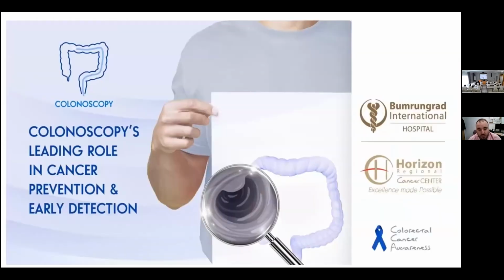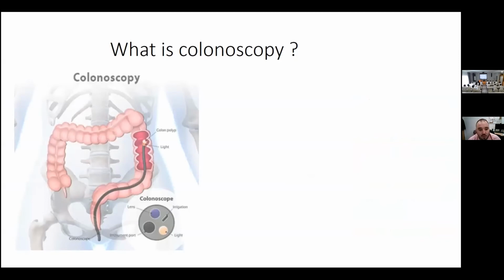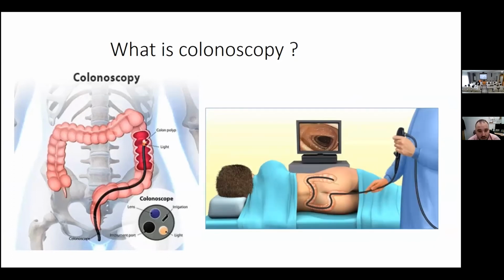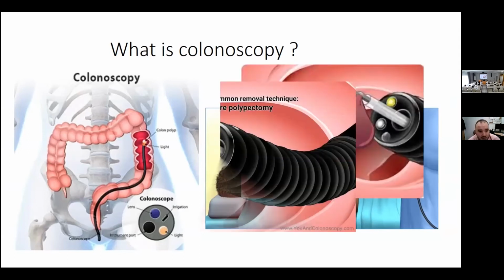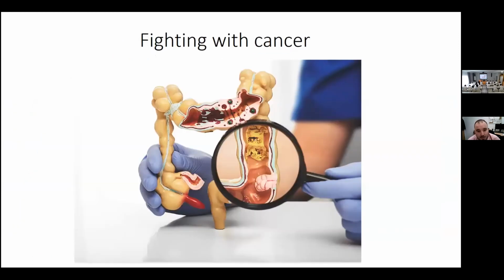And as we're talking about it, the colonoscopy has the leading role in cancer prevention and early detection. And what exactly is the colonoscopy? It's an invasive test during which we can identify colonic polyps. As you can see, that's usually how we perform colonoscopies, in the left lateral position. We can identify some tissue that we need to take samples of, or even remove some polyps. But most importantly, the colonoscopy is a tool with which we fight cancer.